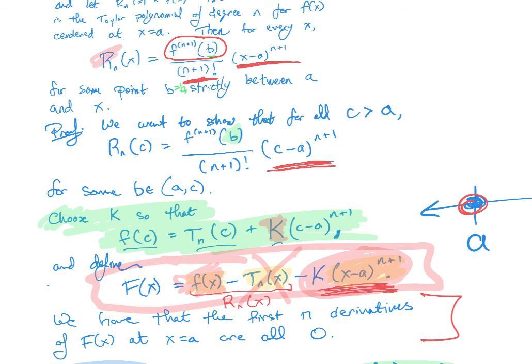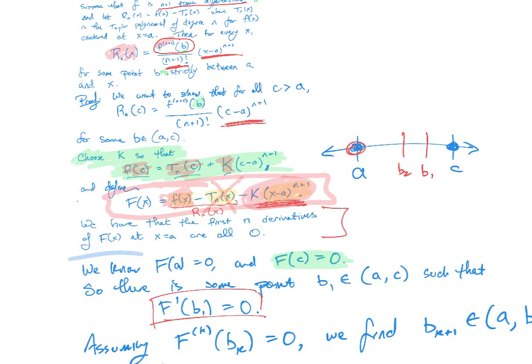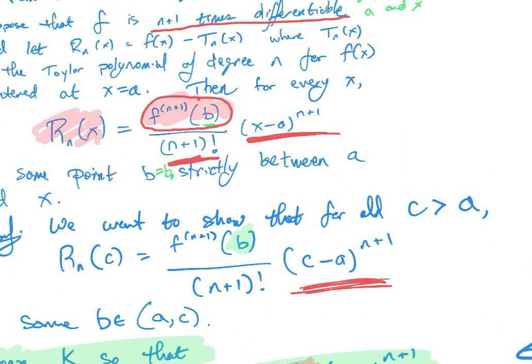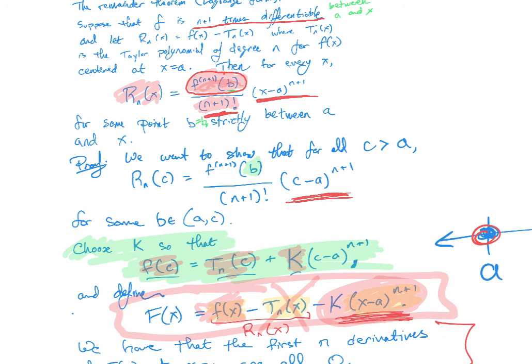The remainder, which is f minus Tn, is, K was this, K is this n plus first derivative of f at a point between a and c, divided by n plus 1 factorial. And then this is times c minus a to the n plus 1. There you go.